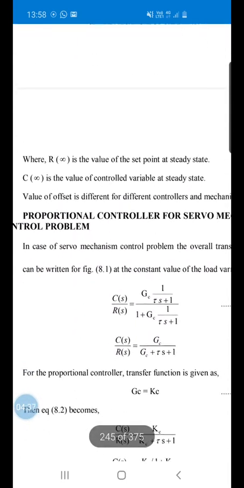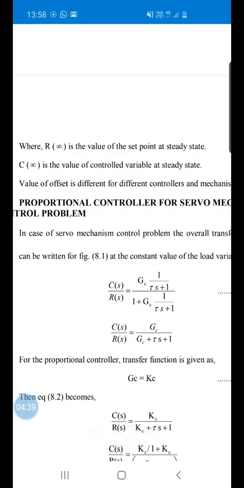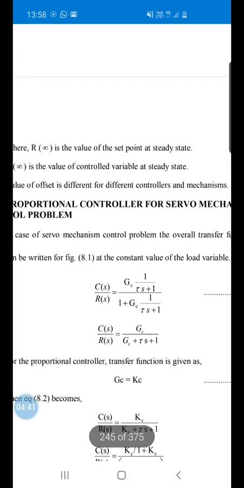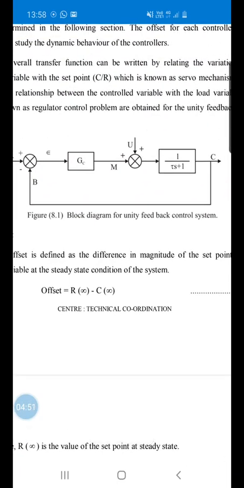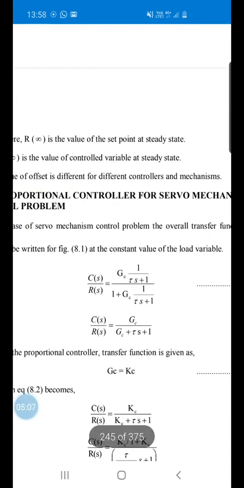So we'll start the derivation. You have to write first of all what will be the C of S by R of S. C of S by R of S will be equal to, C is control variable, R is set point. So C by R is equal to, numerator will be GC into 1 upon tau S plus 1, and what will be the denominator? Denominator will be 1 plus GH. So 1 plus GC into 1 upon tau s plus 1. So this will be your denominator.